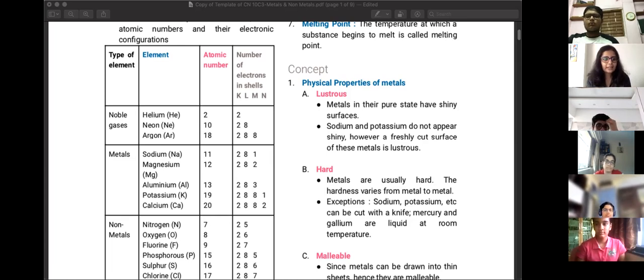Yes. And Aditya, you said sonorous. What do you mean by sonority or sonorous? Something being sonorous, they make a ringing sound when struck. Yeah. They produce a ringing sound when struck hard.